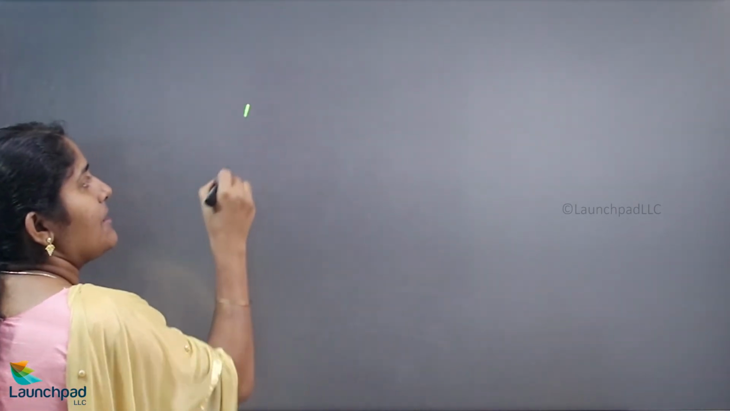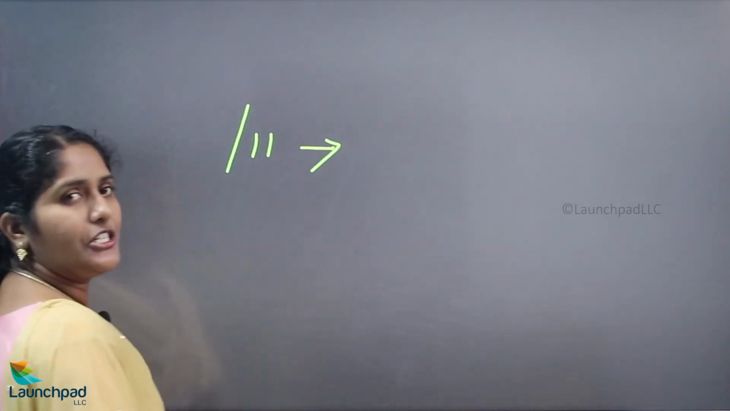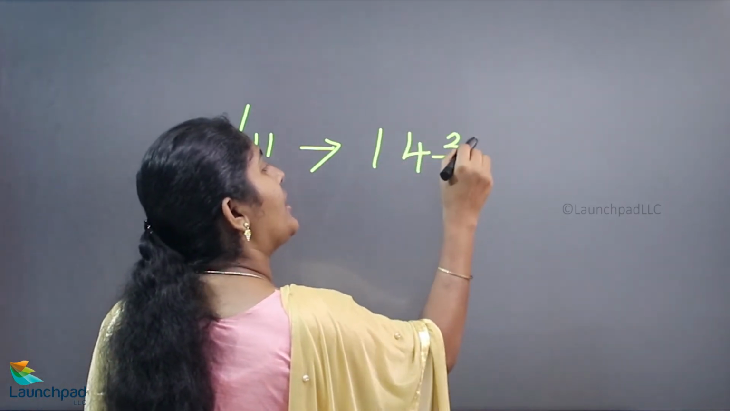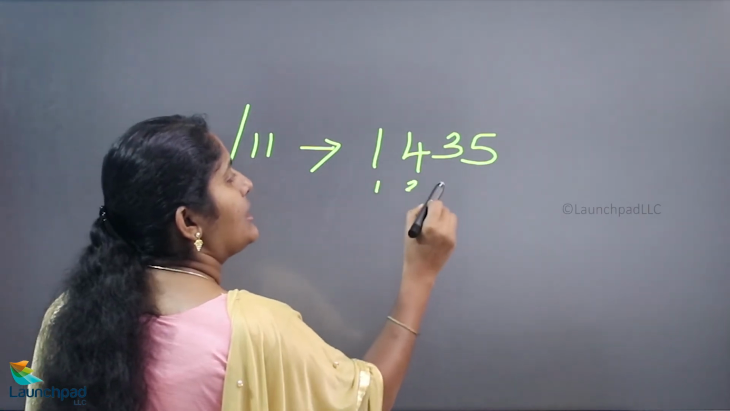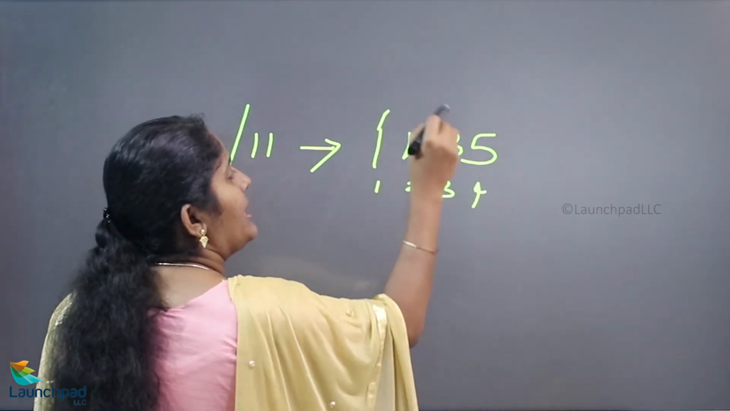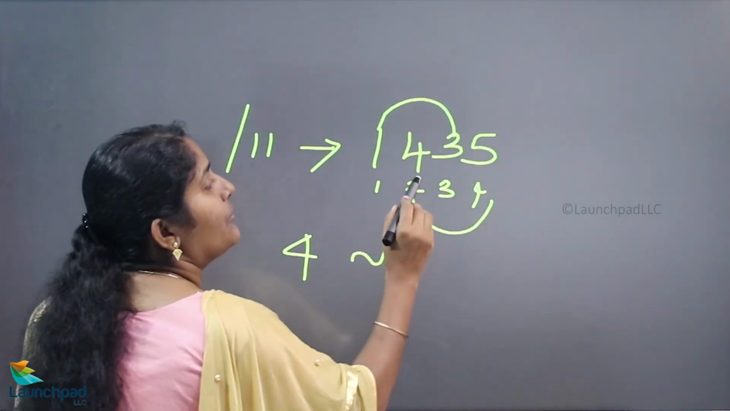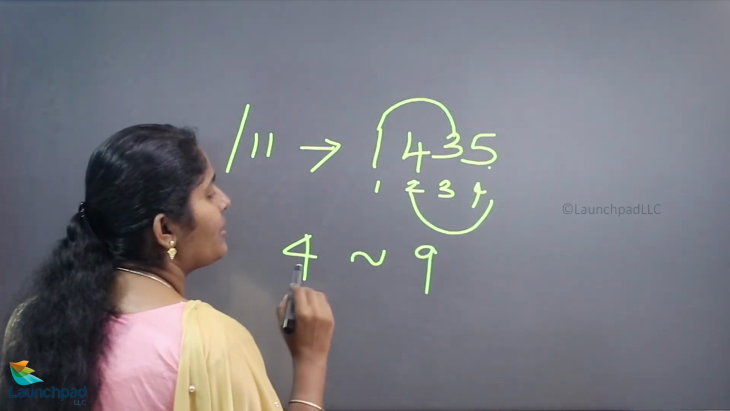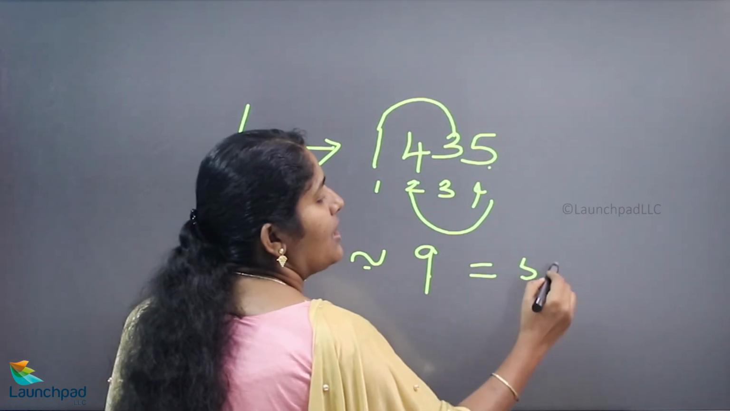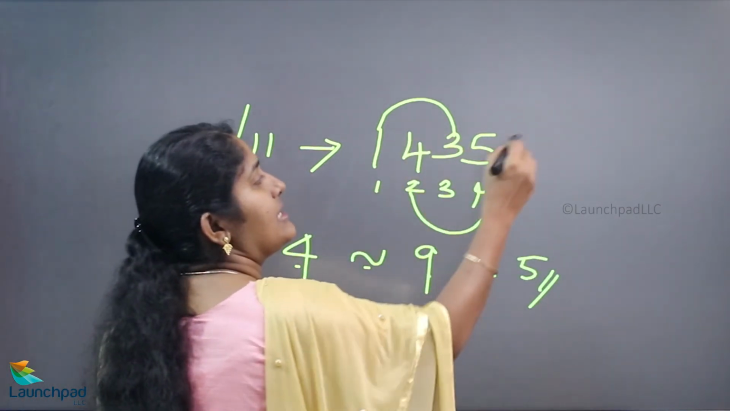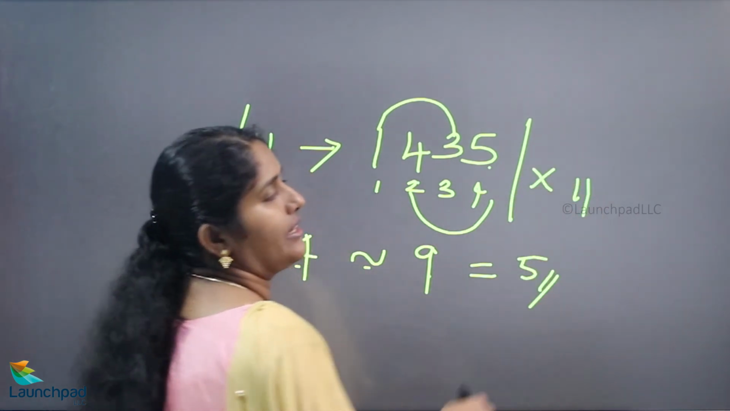Okay. An example for the divisibility rule of 11 is 1, 4, 3, 5. What are the odd place values here? 1 and 3, which make 4. What are the even place values here? 4 plus 5 is 9. The difference of 4 and 9 is 5. 5 is not divisible by 11. Hence the whole number is not divisible by 11.